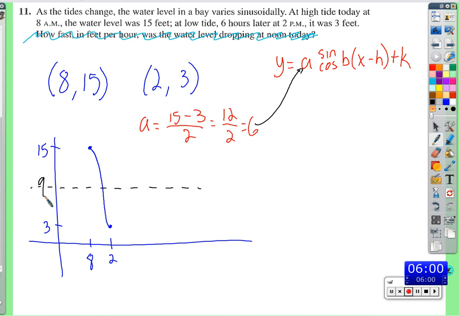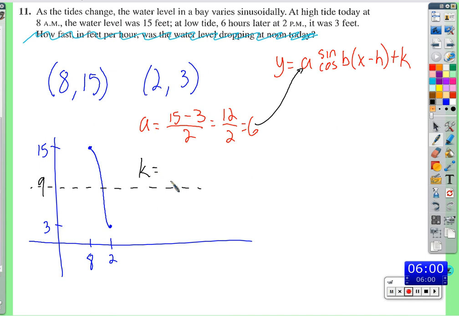You can look at it and say that makes sense. Or you can say that if you're going to give me a maximum value and a minimum value, then that midline is right in the middle of those two y values. That's like the average. We're finding the average between the maximum and the minimum. How do you find averages? Add the numbers and then divide by how many you have. Yep. So we've got 15 plus 3. That's only two numbers. So 15 plus 3 divided by 2, that's going to give us the average. It's going to give us the midline.